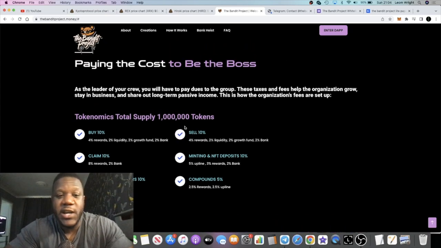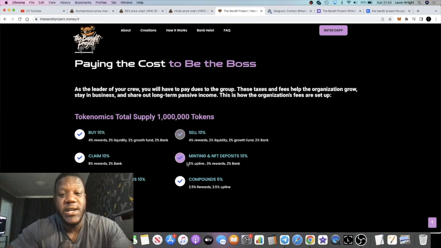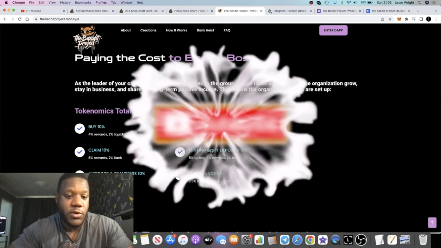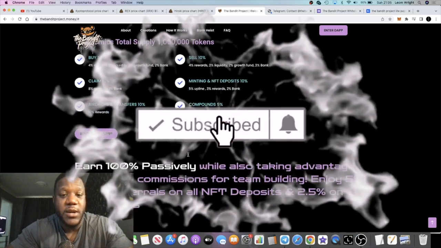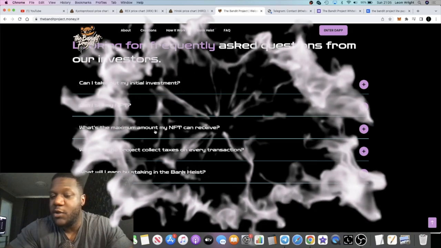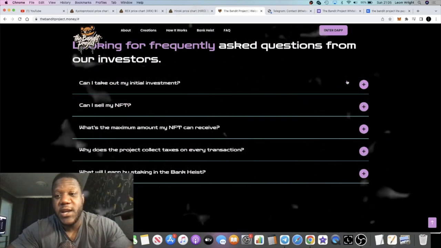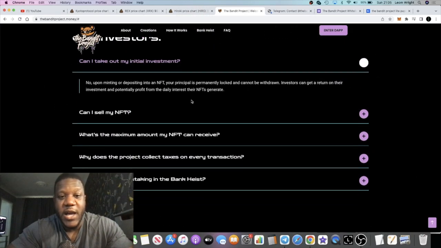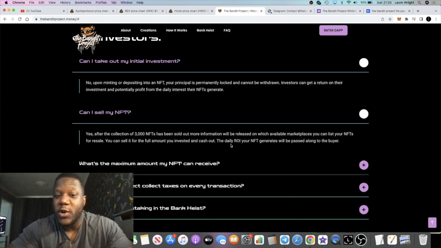Some tokenomics here. It is obviously going to have some taxes on the Bandit token: 10% in, 10% out, and those fees will go to rewards, liquidity, marketing and the bank to pay out those dividends in BNB. So in a nutshell, this is a high risk return on investment project. Can you take out your initial investment? You cannot. Your principal is locked. But you can sell your NFT once they are all sold out.